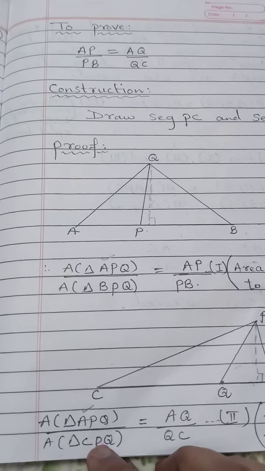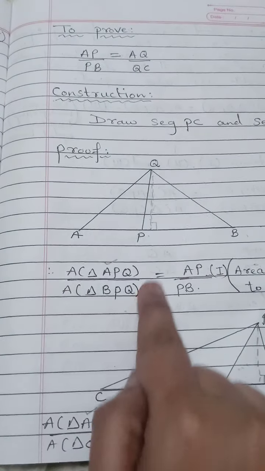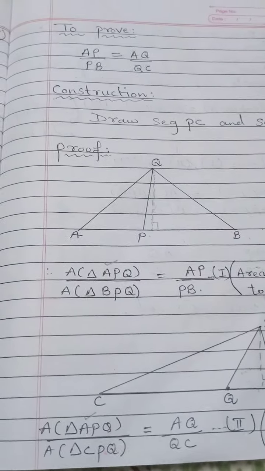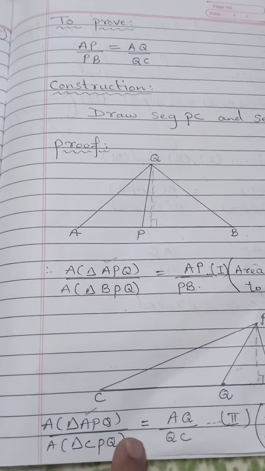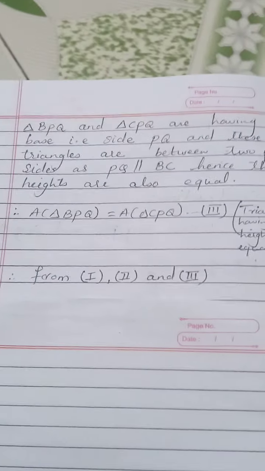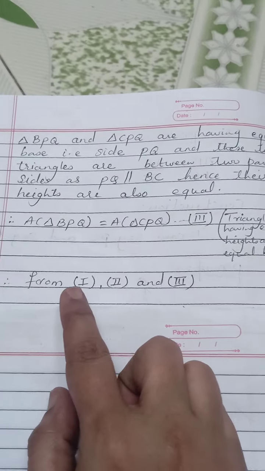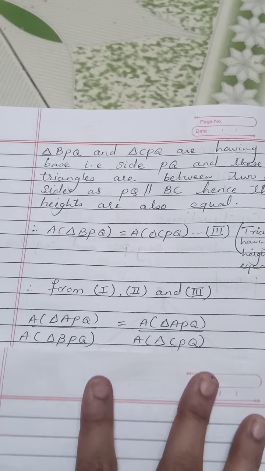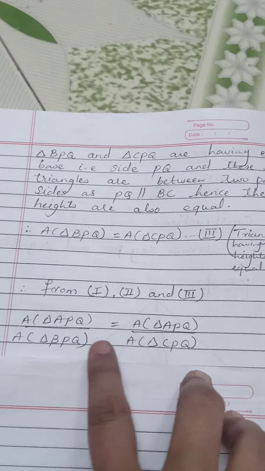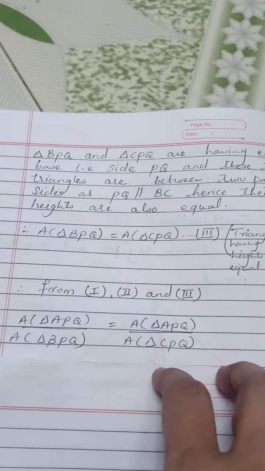So in other words, we can say that the whole left hand side of equation 1 is equal to the whole left hand side of equation number 2. Okay, so we will compare these two. Now, from equations 1 and 2, both the left hand sides are equal. So APQ upon BPQ is equal to APQ upon CPQ.